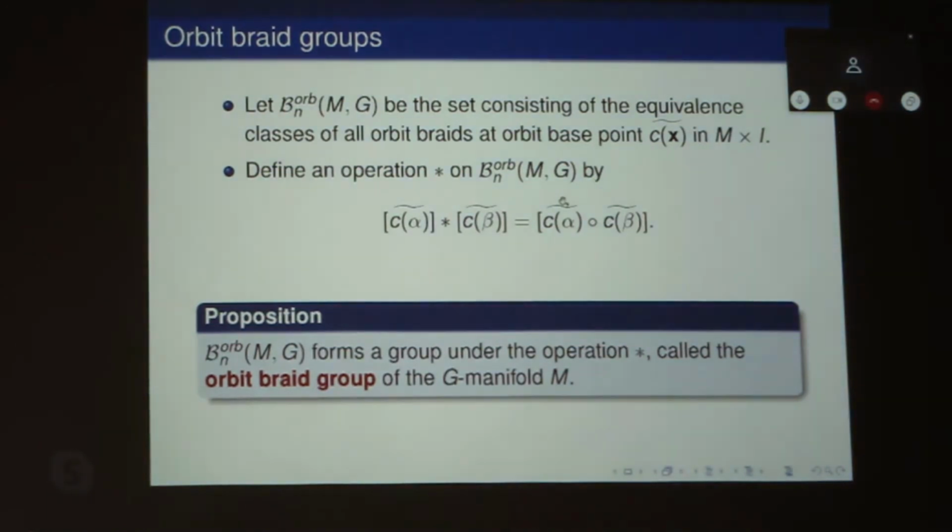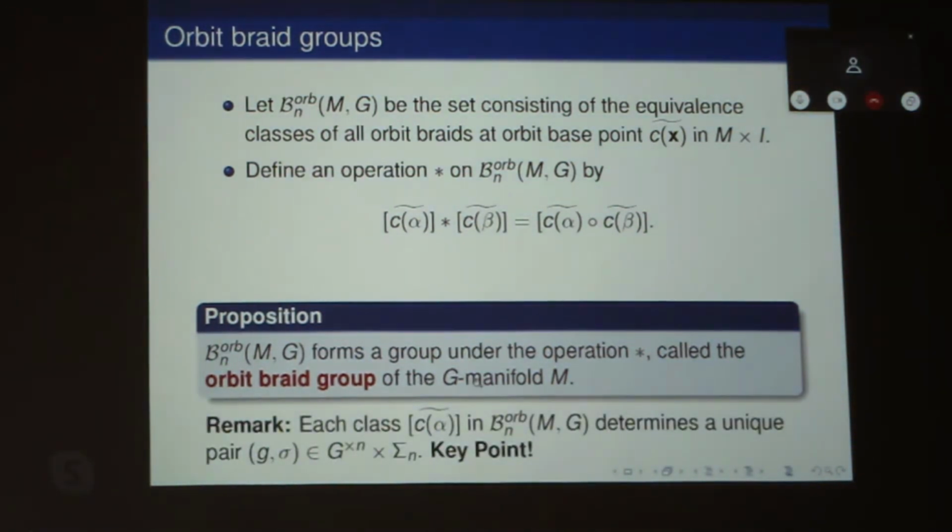But if we consider the equivalence relation, that's the class, this is just associative. Then we can get the group. This one, the classes form a group under this operation, which is called the orbit braid group. Here, each class can determine a unique pair. This is a very key point.